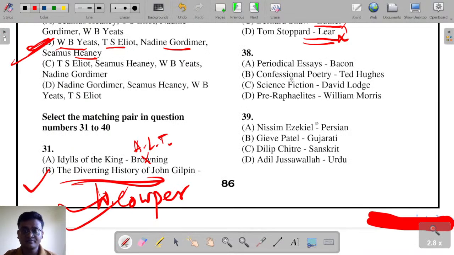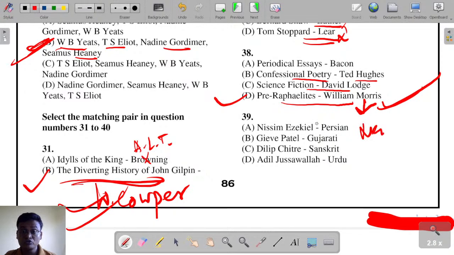Periodical essays by Bacon, confessional poetry by Ted Hughes, science fiction by David Lodge, Fred Apparatus by William Morris. Which one? Question 38. This one, William Morris. Who has written The Earthly Paradise and News from Nowhere? News from Nowhere and Earthly Paradise.